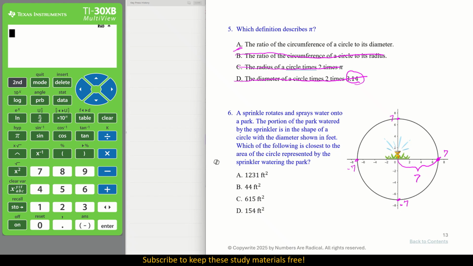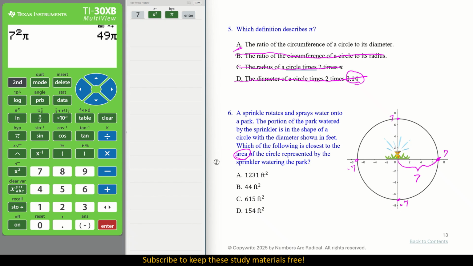And they want the area. Well, we know what the area is, and we see that it's 7 feet now from our diagram. And it is not in terms of pi, so we will have to put that in the calculator. So that is 7 times 7, or r squared. So we're going to say r squared, push that pi button, push enter.